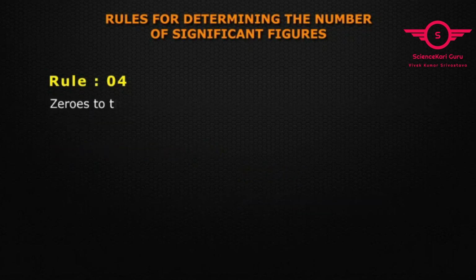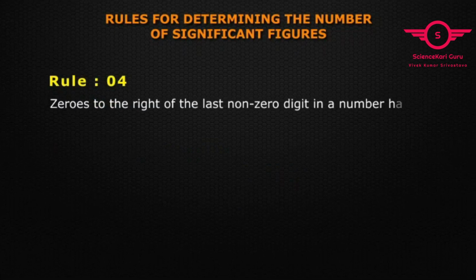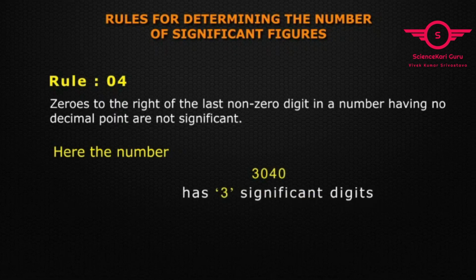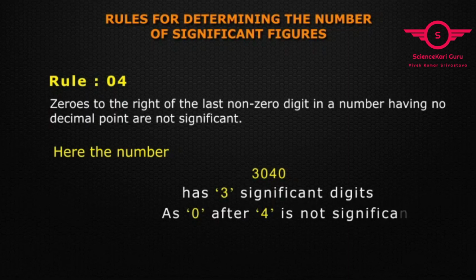4. Zeros to the right of the last non-zero digit in a number having no decimal point are not significant. Here, the number 3040 has 3 significant digits, as 0 after 4 is not significant.